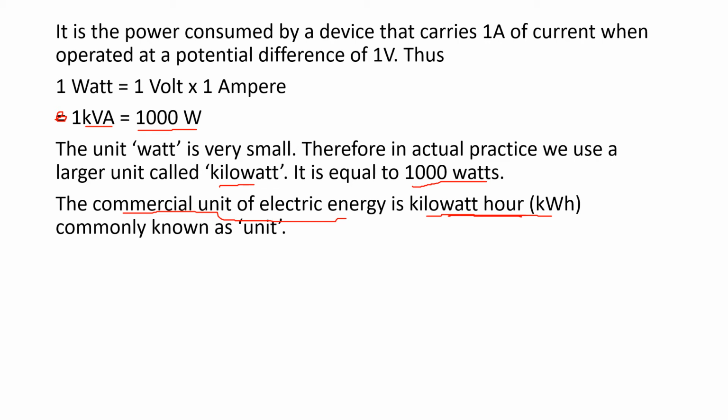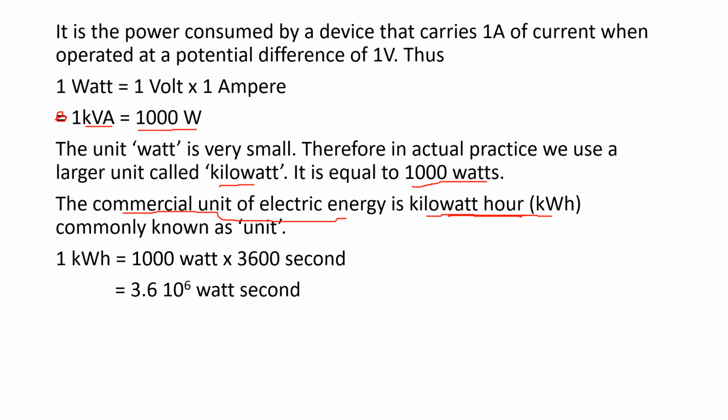So now we look at a few numericals to see how we can calculate that. Okay, now 1 kilowatt hour. What is kilowatt? It is 1000 watt. 1 hour is 3600 seconds, because 1 hour is 60 minutes and 1 minute is 60 seconds. So 60 into 60 is 3600 seconds. So we get 3.6 into 10 raised to 6 watt second.